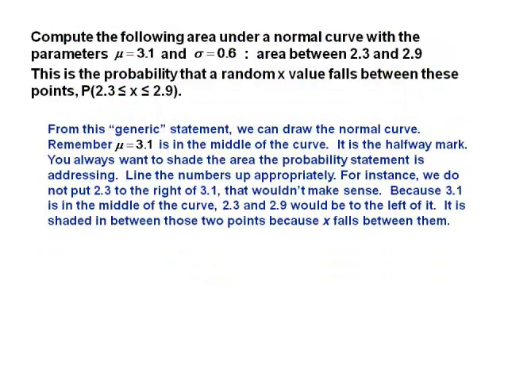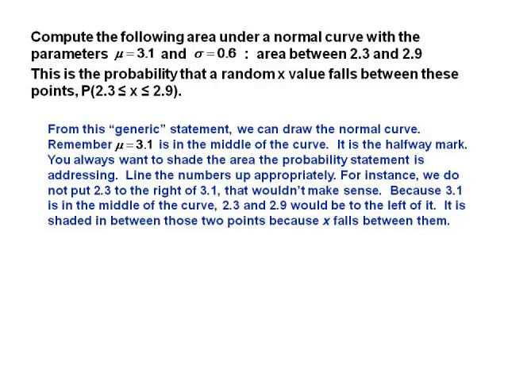First, I'm going to run through some examples where we just look at how to draw the pictures to represent what we're looking for, and then we'll come back later and talk about how to actually calculate those. So on this one, let's say we want to deal with a normal curve with a mean of 3.1 and a standard deviation of 0.6. And I want to know the area between 2.3 and 2.9, or the probability of falling between 2.3 and 2.9, because those are really the same question.